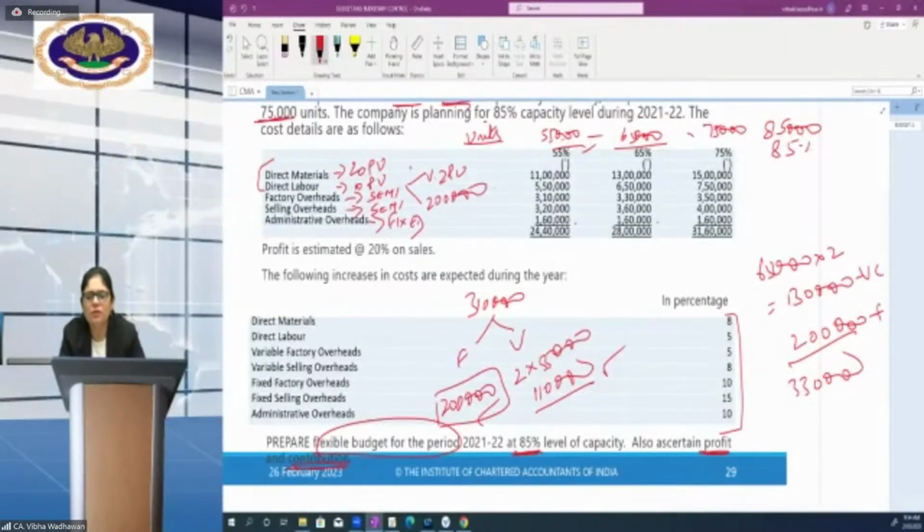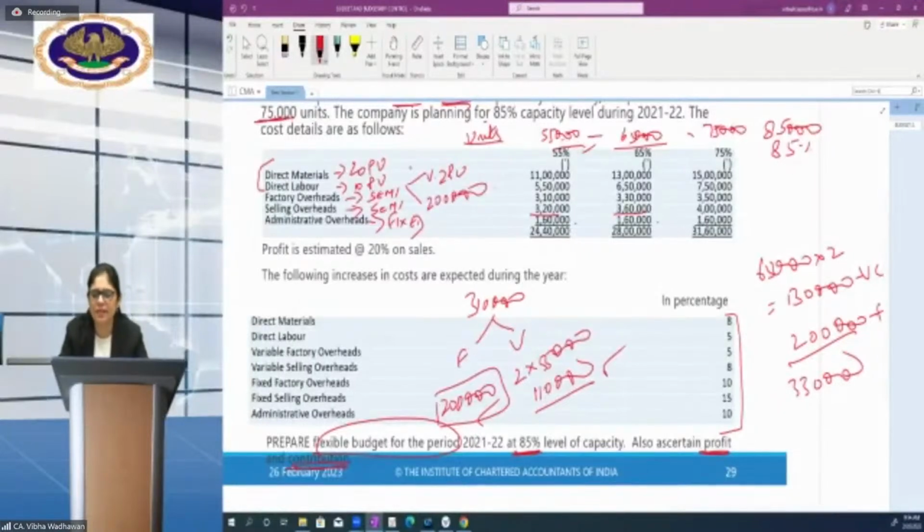Clear? So 2 lakh is fixed and 2 per unit is the variable proportion. Same exercise you have to do for selling overheads also. Selling overheads also 3,20,000, 3,60,000 is semi-variable.